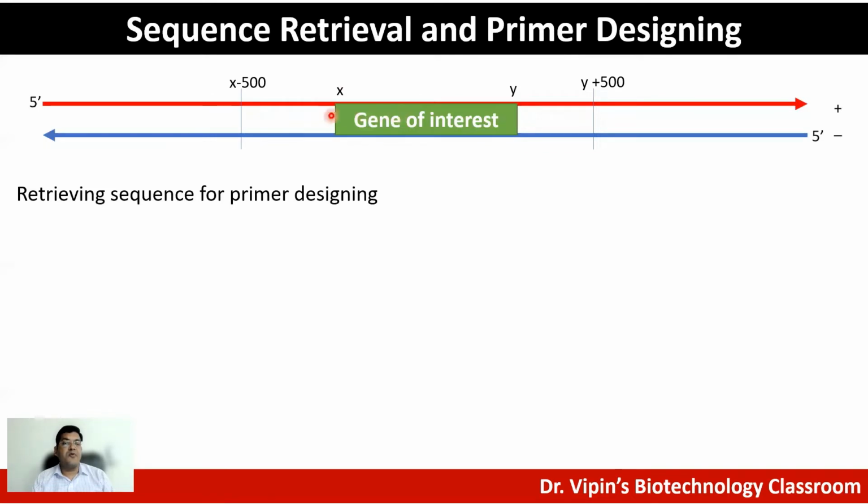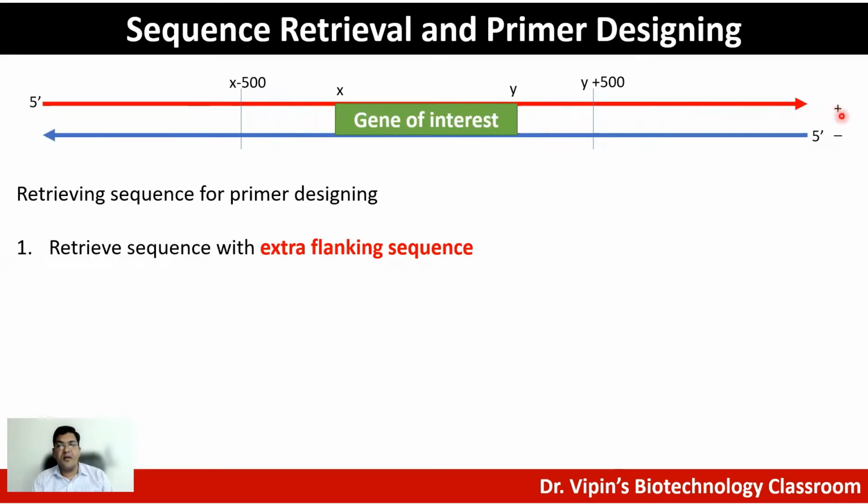So you are looking for designing a forward primer in the 5' flanking sequence here. This is this one. And you're looking to design the reverse primer in the 3' flanking sequence of your gene of interest. So you need to retrieve the sequence for primer designing with certain specifications. Number one, retrieve sequence with the extra flanking sequence. This is your 5' flank, this is your 3' flank, and we're talking in the context of the plus strand now.